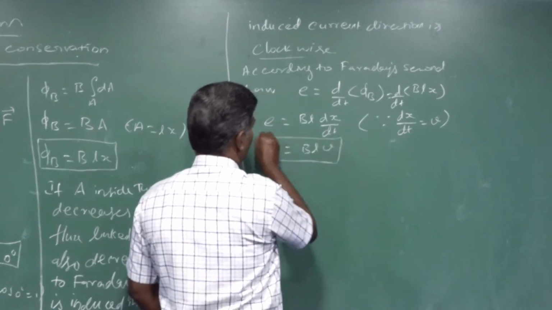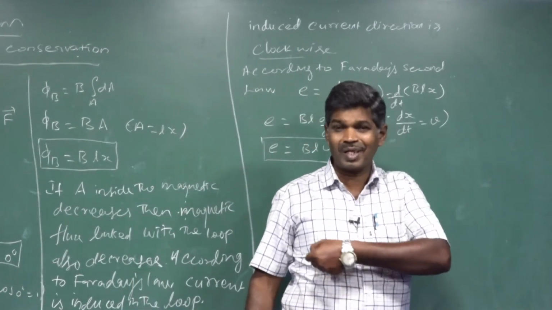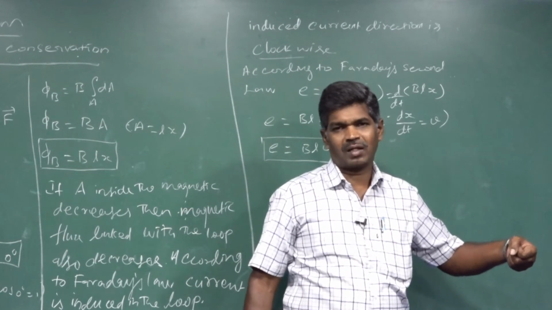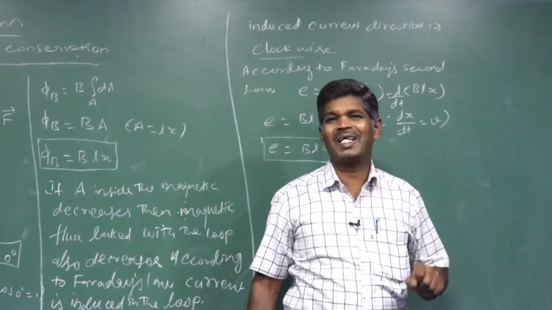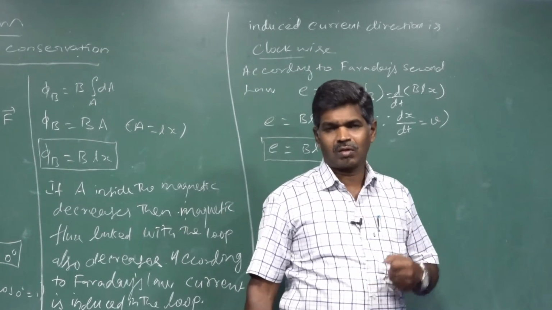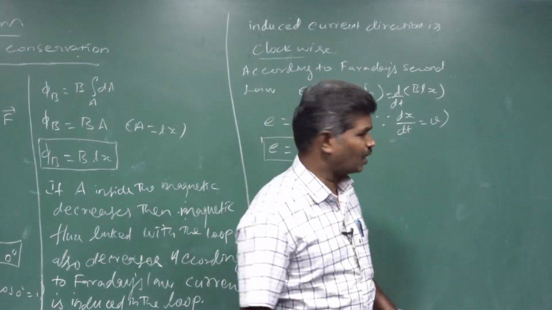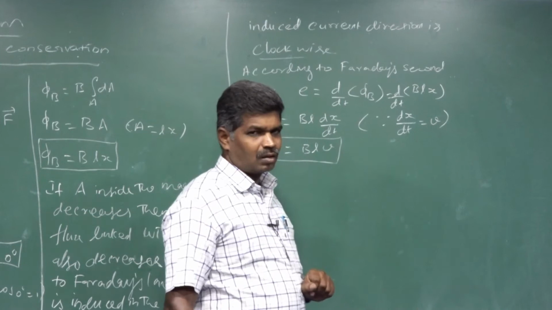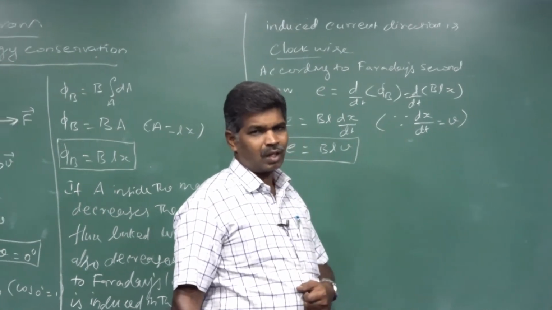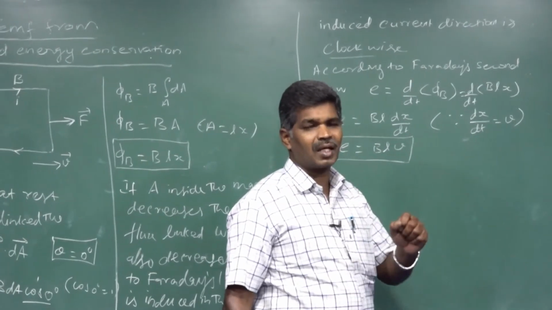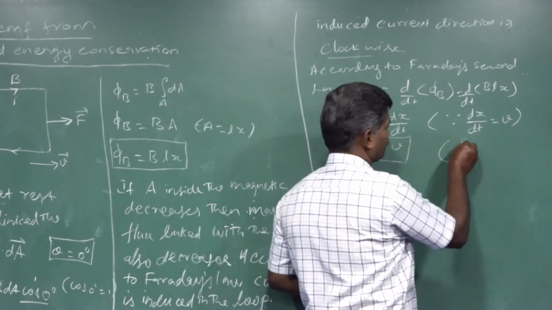This amount of EMF is produced in that loop when we pull the loop out of the magnetic field. For that pulling out, we want to apply a certain force F to move it with a constant velocity. The induced EMF is this. Due to the induced EMF, current is produced in that loop. According to Ohm's law, we have the Ohm's law formula in general.